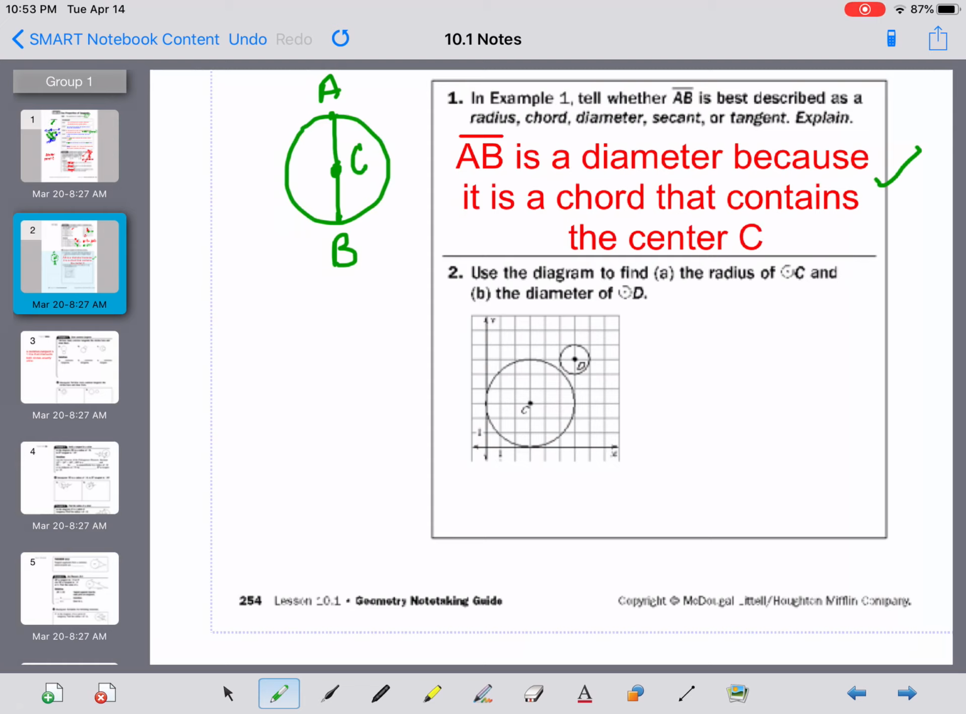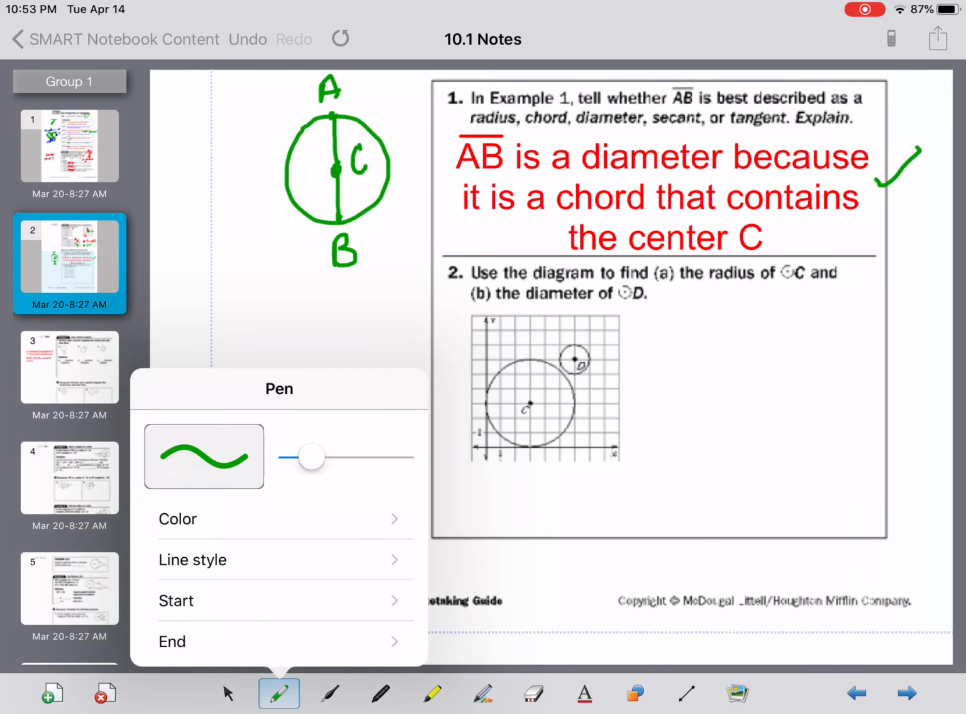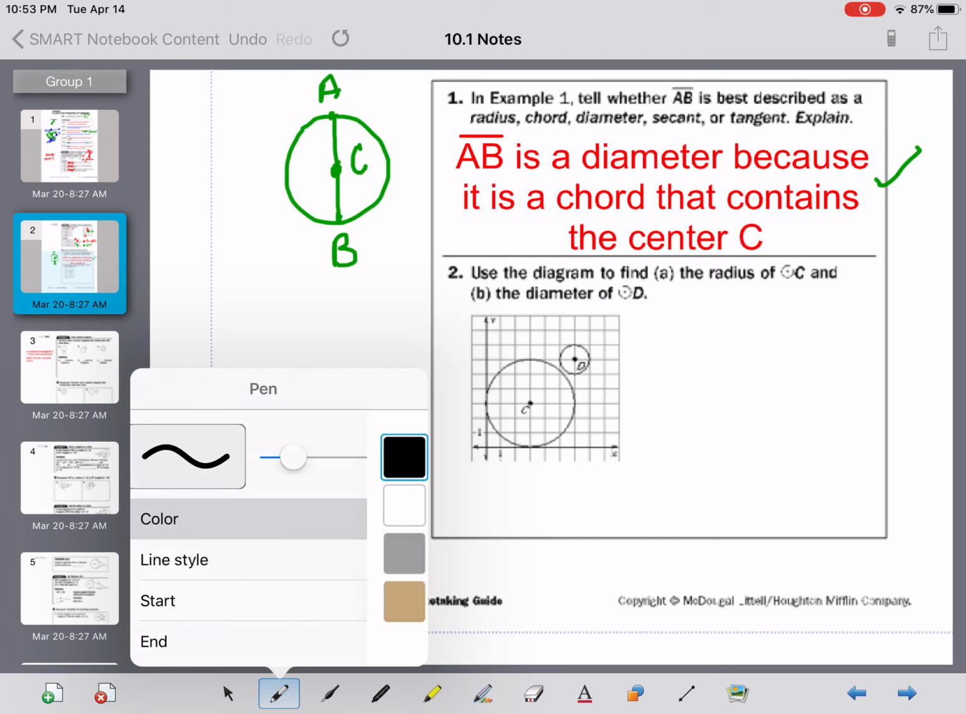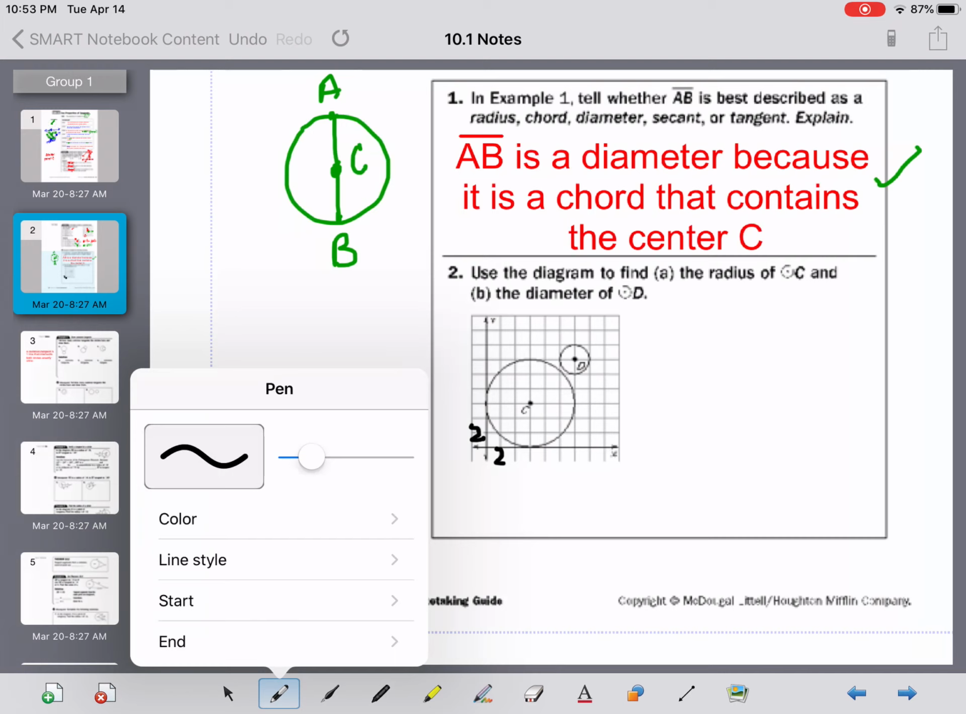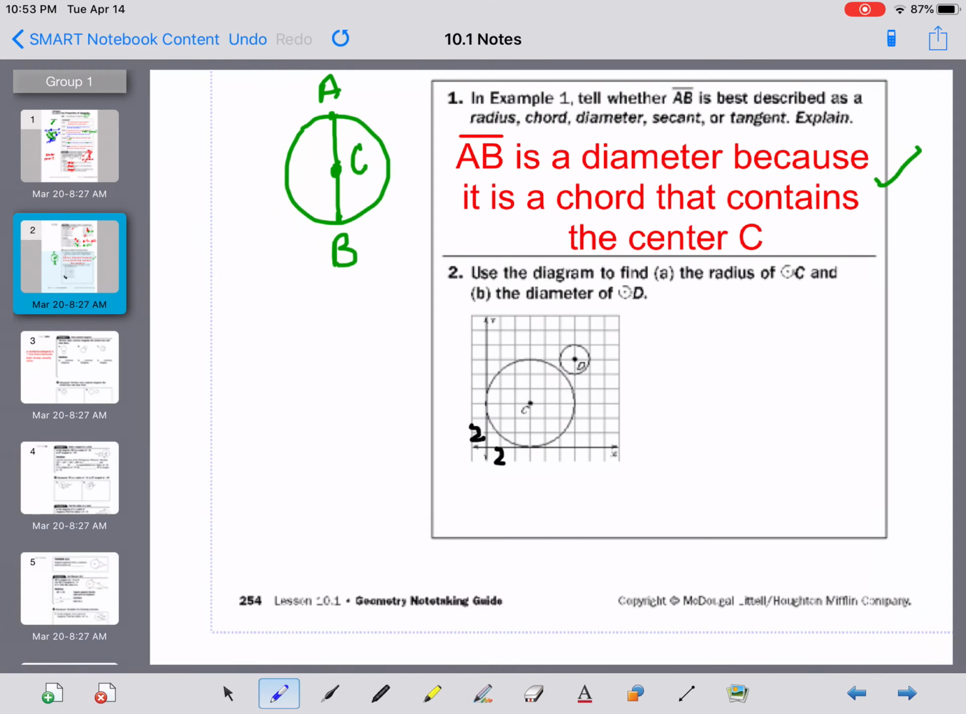All right, on number 2 down here, I'm going to change all these lines to 2, even though it's not there, just to give you this warning in case you get that later. I just want you to get used to it if your scale is not 1. The job here is to find the radius of C. So A is going to be the radius of C, and then B is going to be the diameter of D.